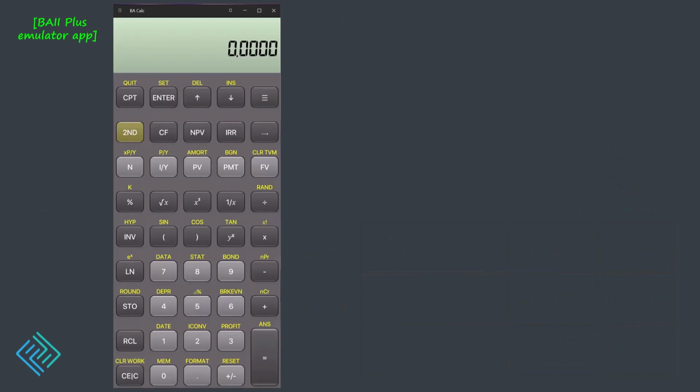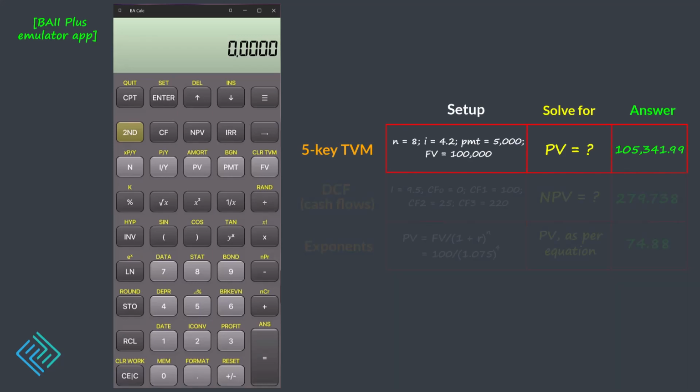Next, the BA2+. For the 5-key TVM problem, start with clearing the correct registers with second clear TVM. Then 8, N, 4.2, I/Y, 5,000, PMT, 100,000, FV, and solve for present value by pressing CPT or compute at top left, then PV.